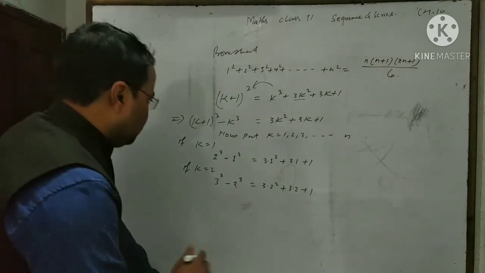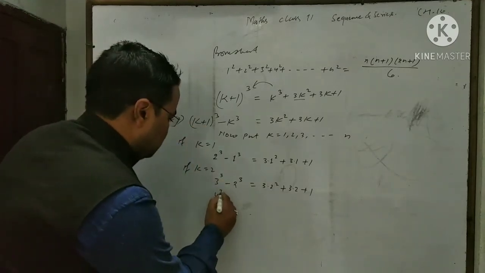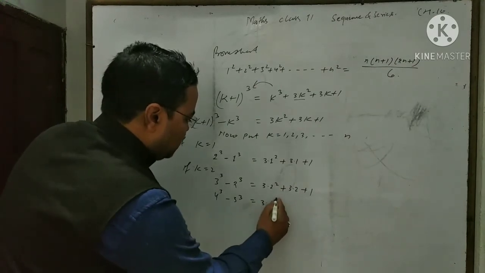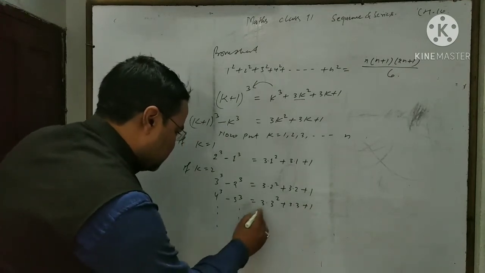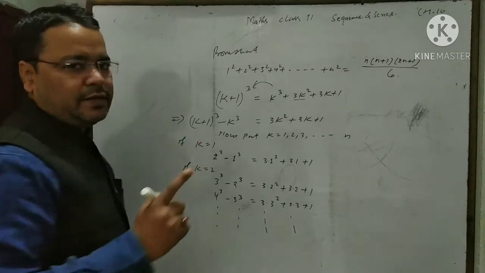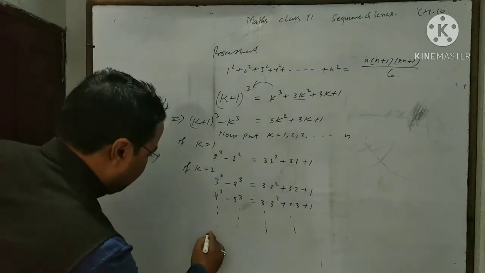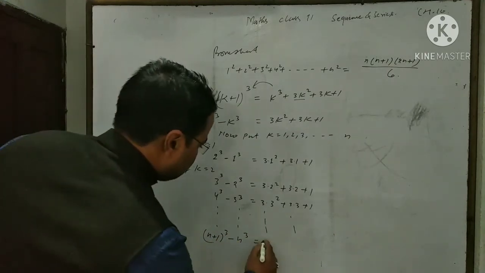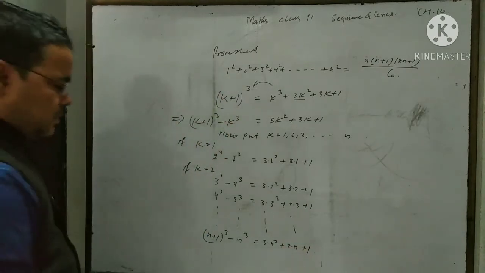Similarly, if we take k is equal to 3, then it will be 3 plus 1, 4 cube minus 3 cube is equal to 3 into 3 square plus 3 into 3 plus 1. Similarly, we just write this way. If we take k is equal to n, then it will be (n plus 1) cube minus n cube is equal to 3 into n square plus 3n plus 1. Now add this.